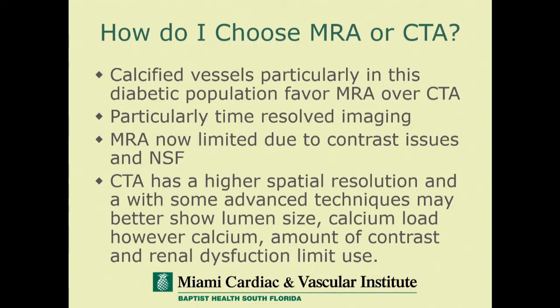Particularly, I try to get my time-resolved imaging. So I think this is what's going to help me. A lot of times, if the patients are renally challenged, I can only give a certain amount of gadolinium. I'll use that contrast agent just to look at those tibial-pedal vessels. But again, CTA gives me that high spatial resolution. So if I'm able to do everything, I may start with a CTA and try to get that information from that study.